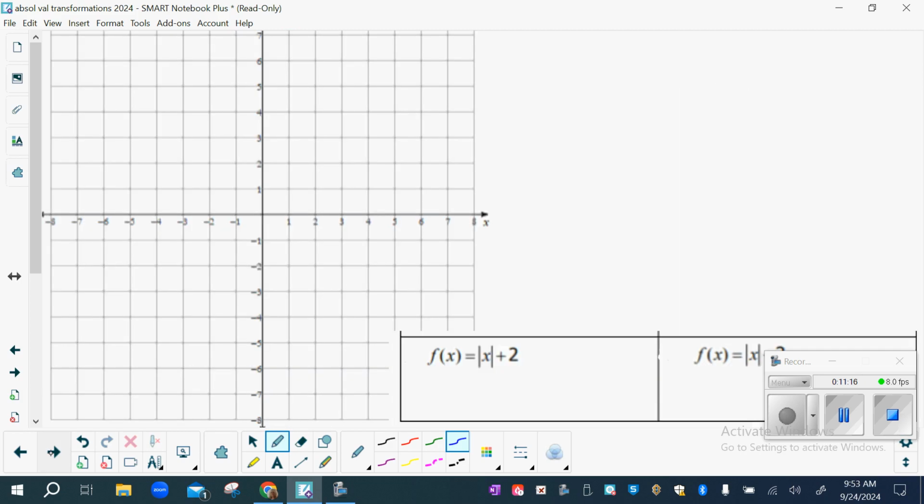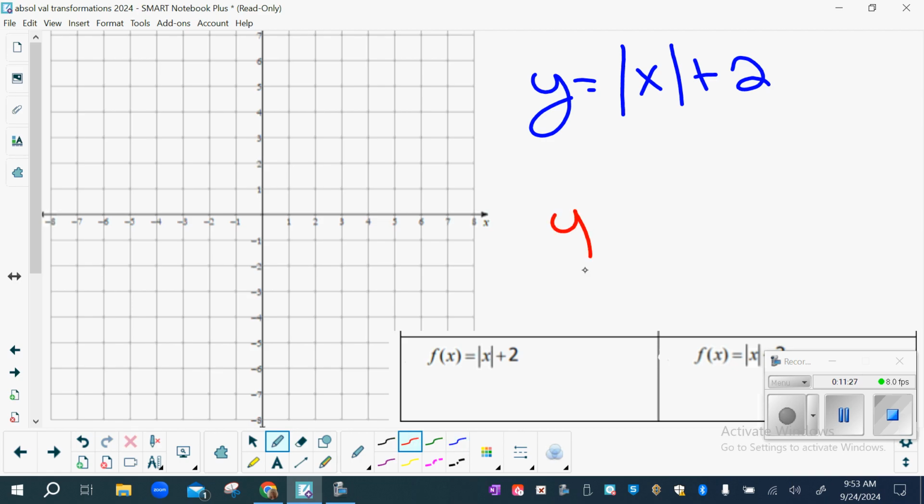What about if it's outside the grouping symbol? Let's start with this one. Y equals the absolute value of x plus 2. And I'm going to do this one in red. Y equals the absolute value of x minus 2. Outside stuff moves it up and down. This is called a vertical shift.